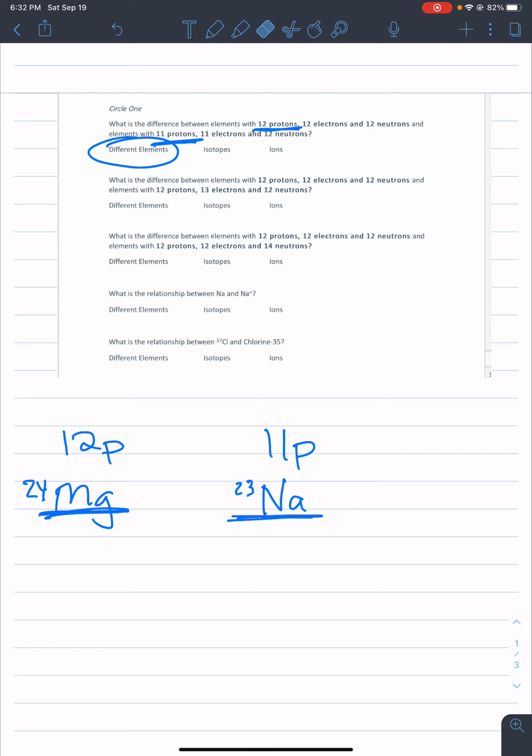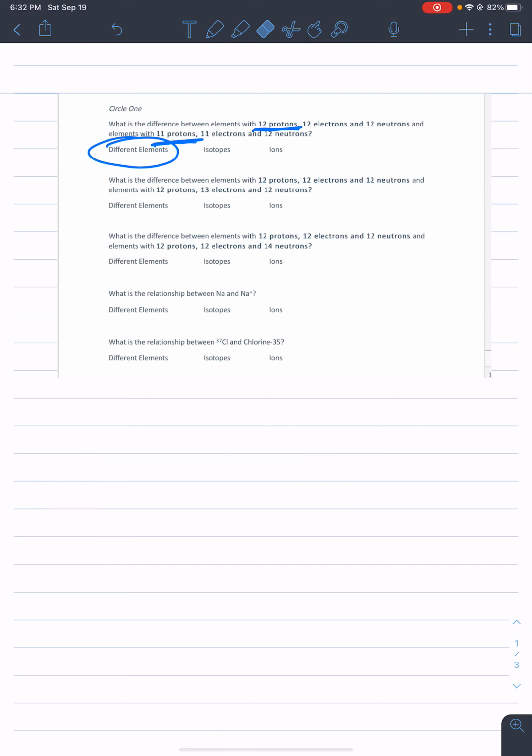Alright, let's just do the next one in case that's a little bit confusing to you. So for this next one, it talks about having 12 protons, 12 electrons, 12 neutrons, and 12 protons, 13 electrons, 12 neutrons. So again, something that has 12 protons is going to be Mg. Now this first one has 12 protons and 12 electrons, so it has no charge on it. Then it has 12 protons and 12 neutrons, so it has a mass of 24.